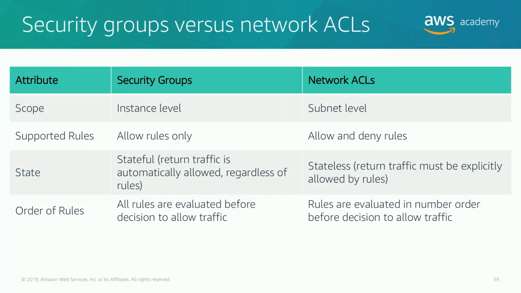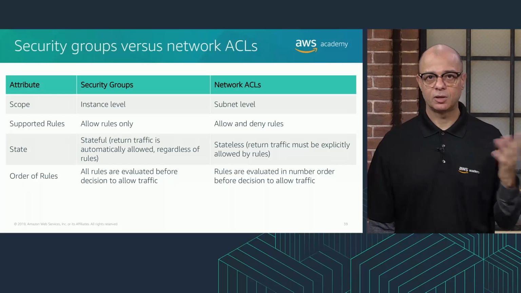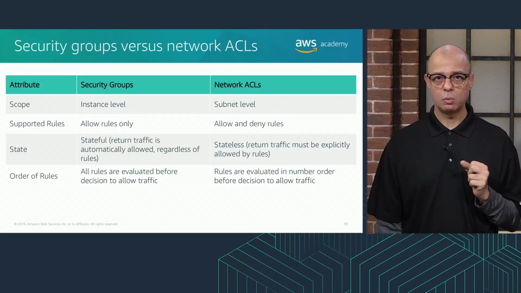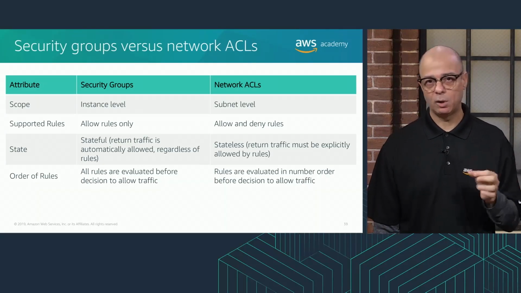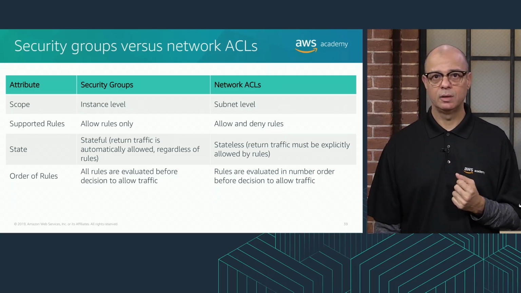Let's summarize the differences between security groups and network ACLs. Security groups act at the instance level, and network ACLs act at the subnet level. Security groups support allow rules only, and network ACLs support both allow and deny rules. Security groups are stateful, and network ACLs are stateless.